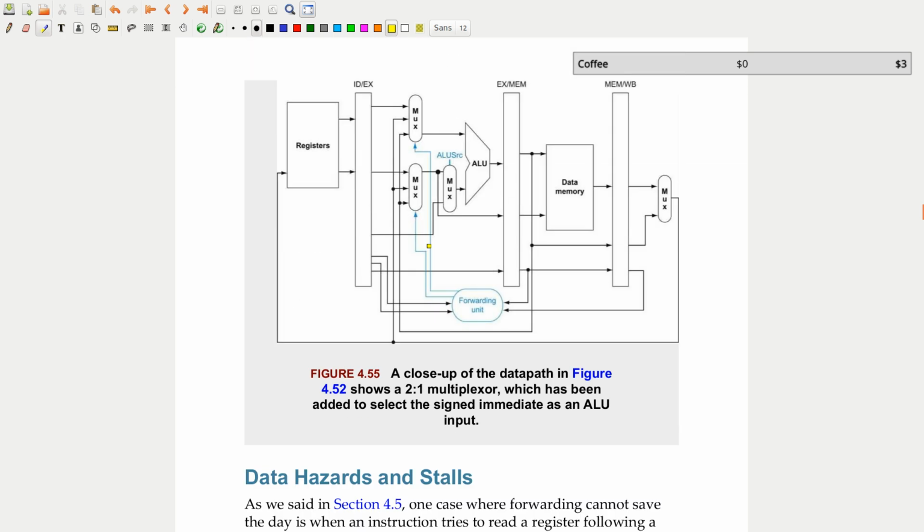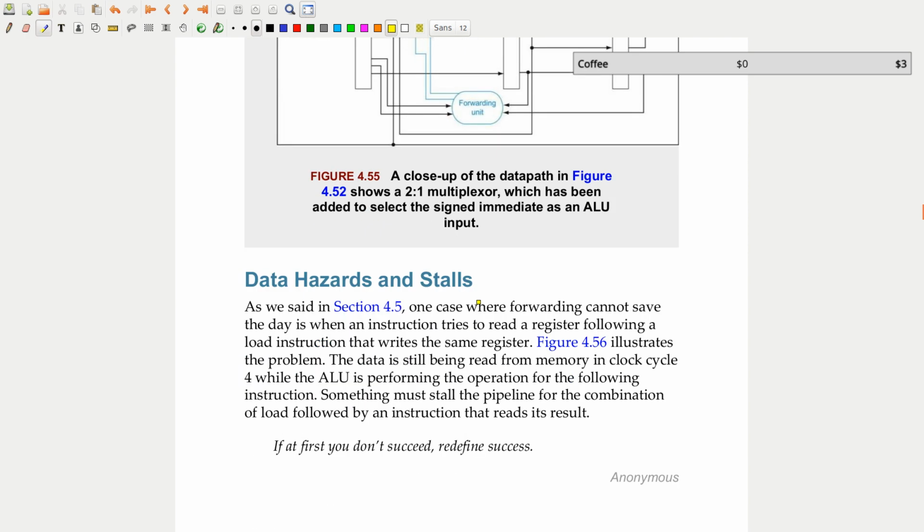Okay. So, yep, they added this forwarding unit. They're just explaining this a little bit more. Okay.